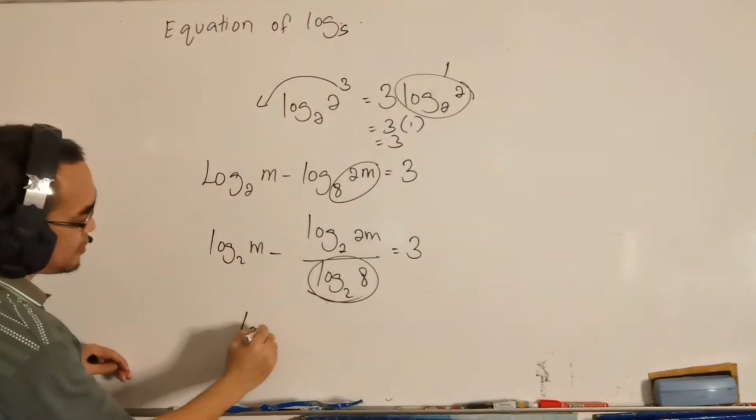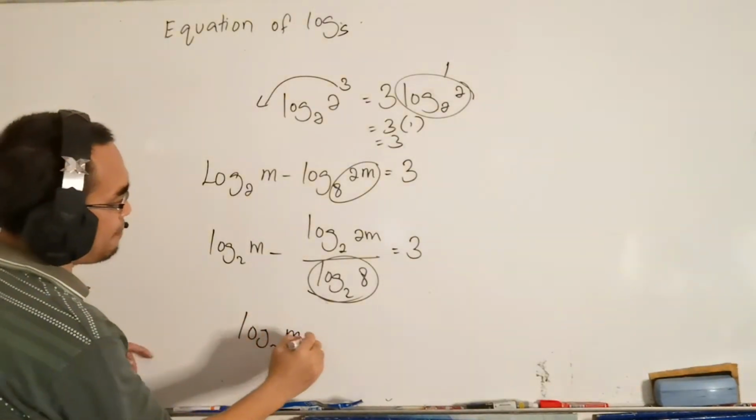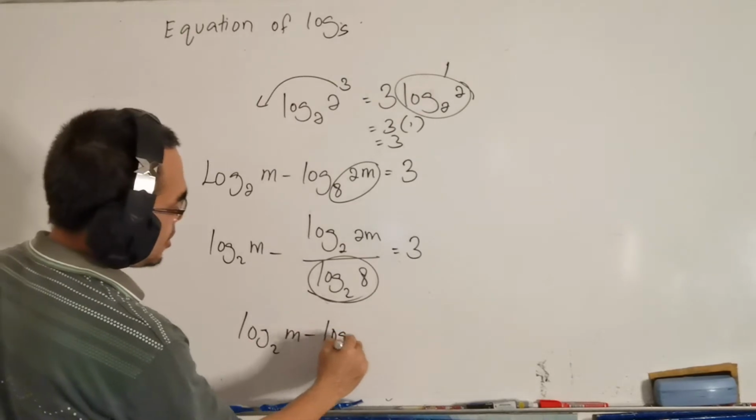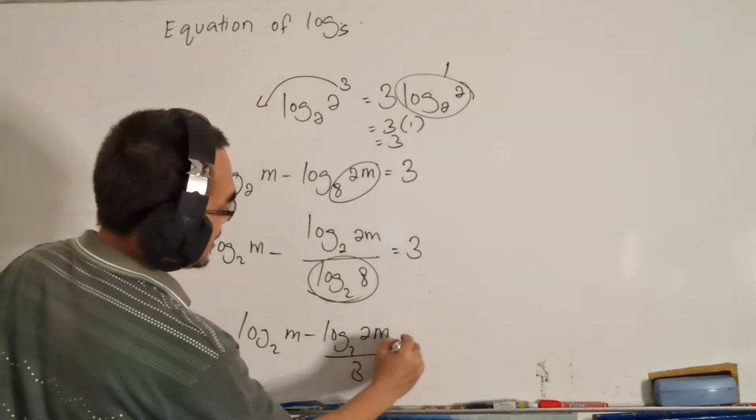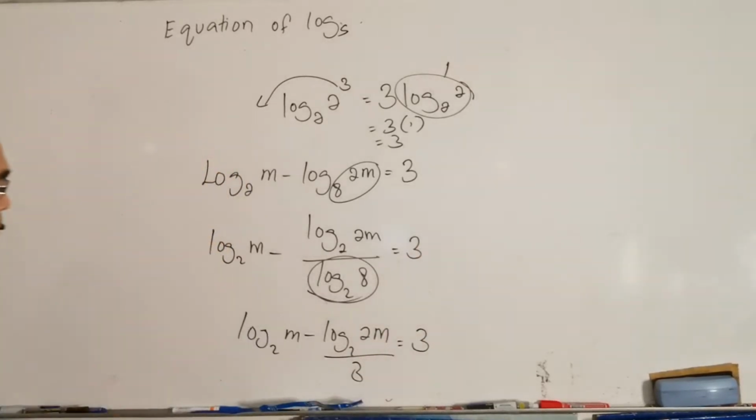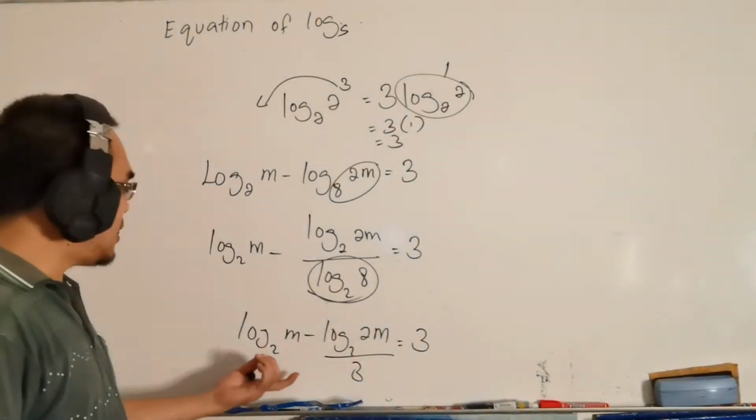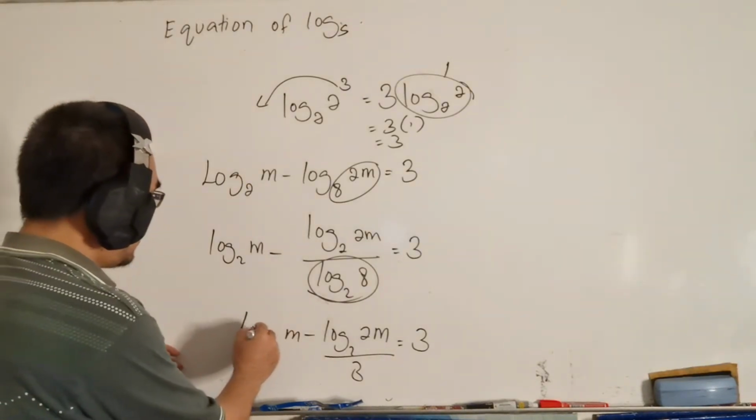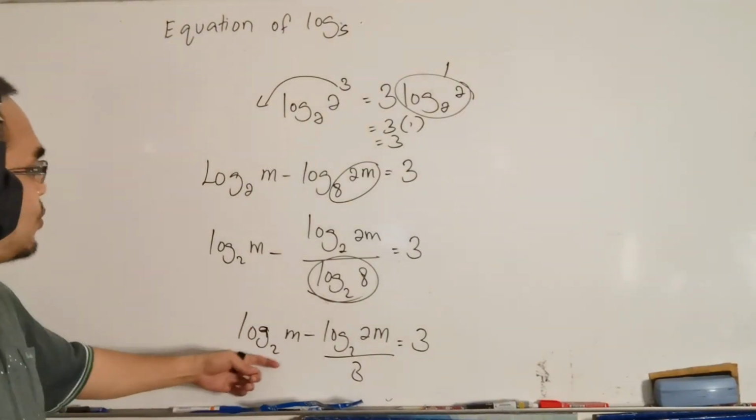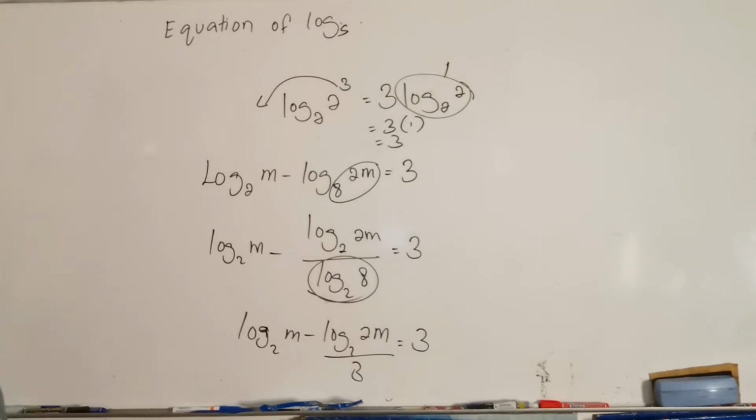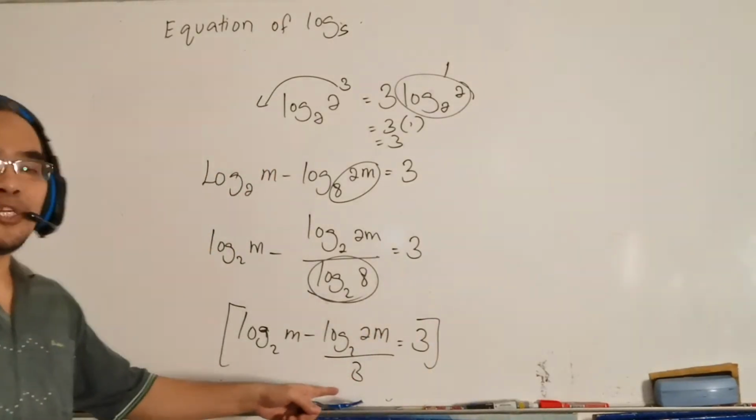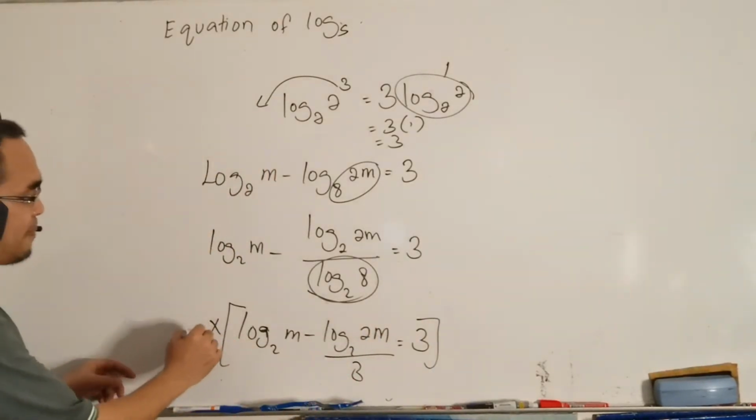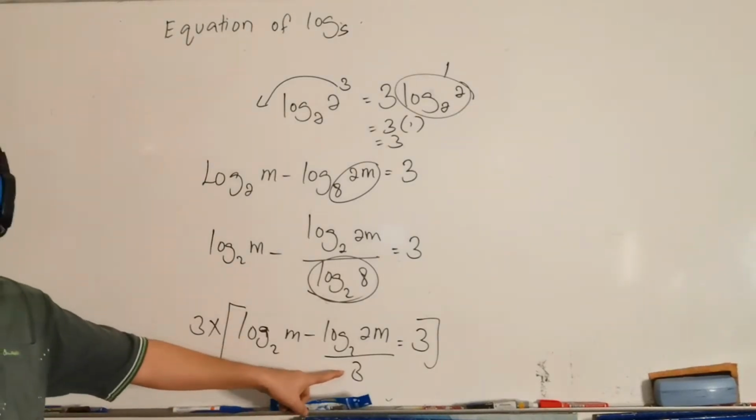Now we have log 2m minus log 2m over 3 equals 3. Now we have log of the same value, log 2 and log 2. And then in order to simplify the equation, whether this is an equation of log or not, you eliminate the fraction. How to eliminate the fraction? You multiply by 3 in this case because the denominator is 3.